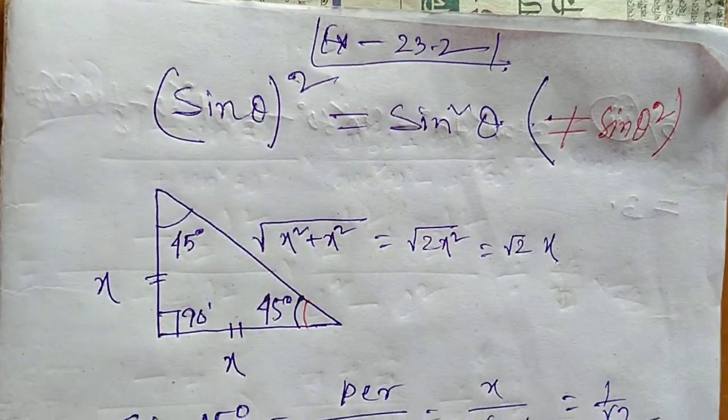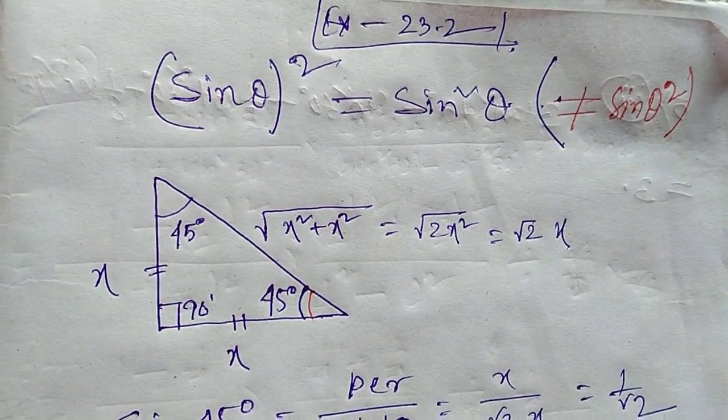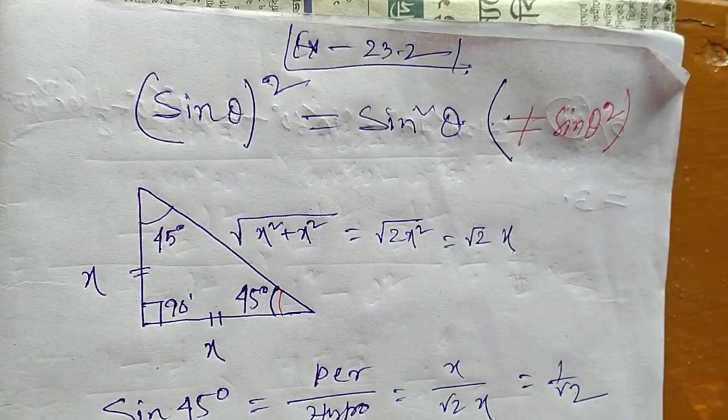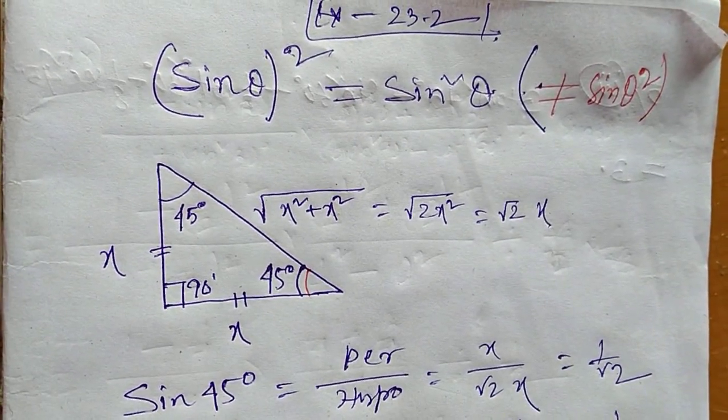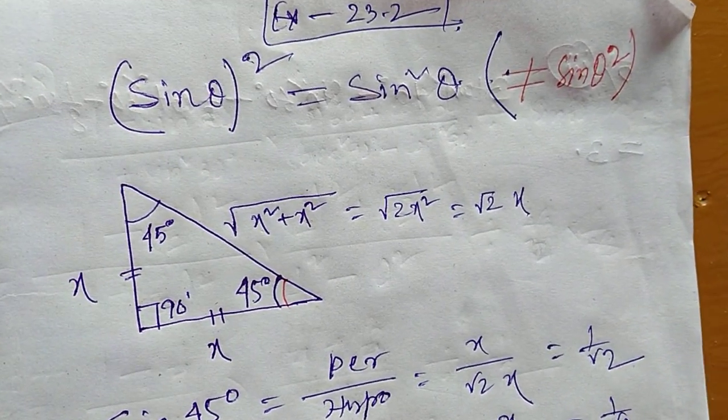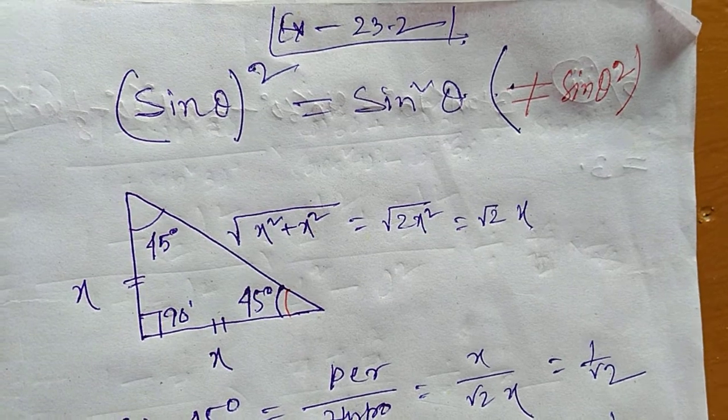In your previous class, I discussed exercise 23.1, that is about relation among sides and angles of a right angle triangle. Now, I will discuss exercise 23.2.